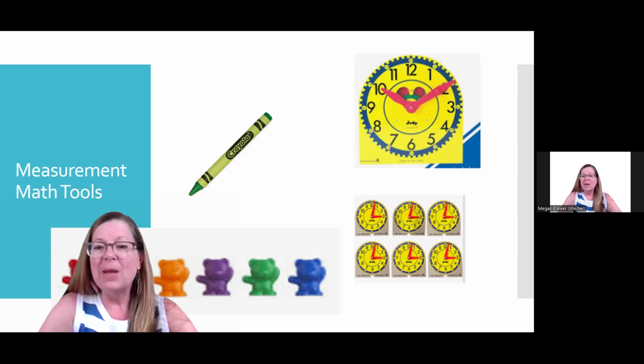And here's another measurement standard. Tell and write time in hours and half hours using analog and digital clocks. To support the analog part of that standard, a demonstration Judy clock, which you see the large class version at the top of the screen, and a class set of Judy clocks, so every student can have their own, is essential.